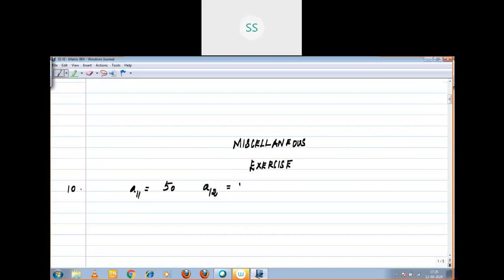A12 is 75. X1, that is your total output, is 200. Next, A21 is 100. A22 is 50. X2 equals 200.